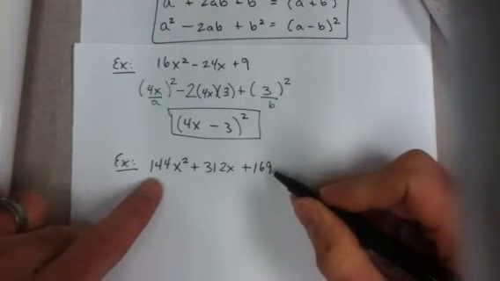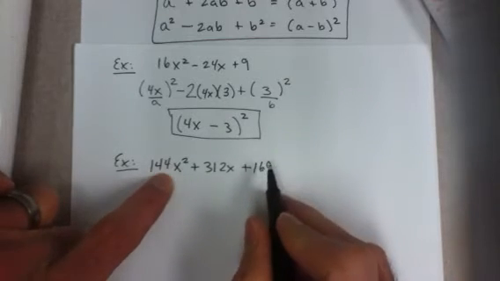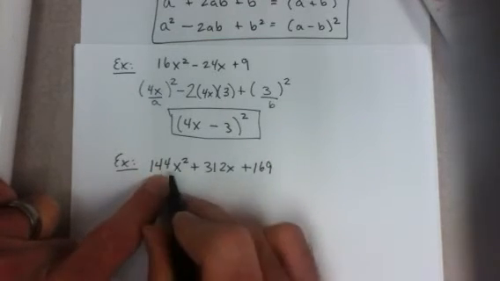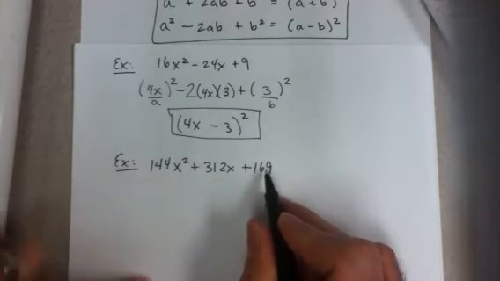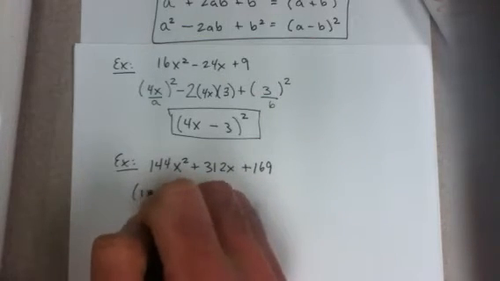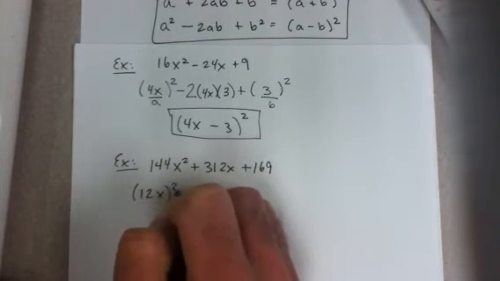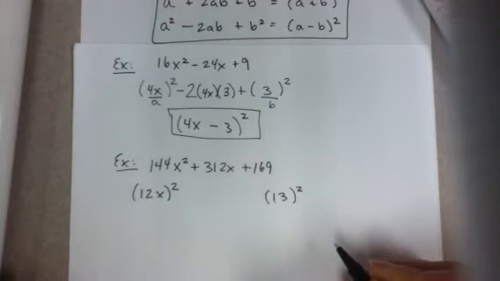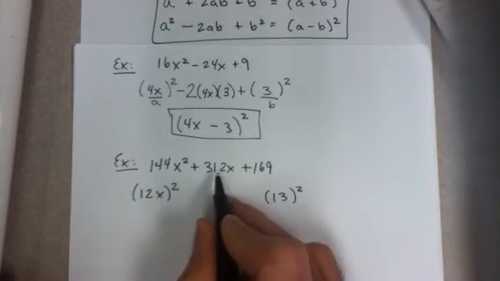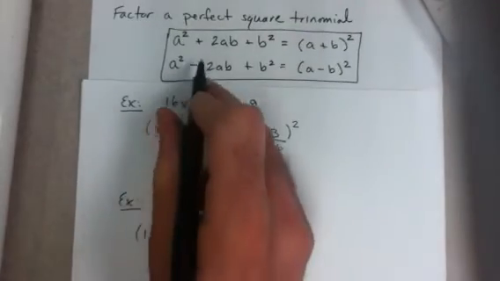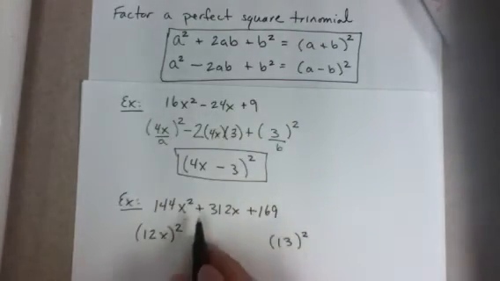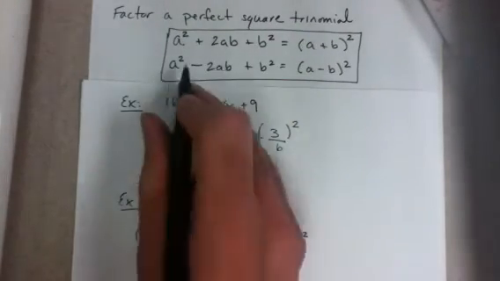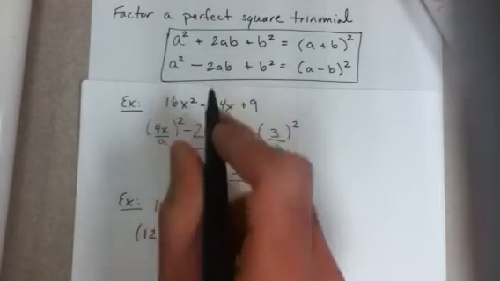And again, our only hope of this being a perfect square is first that the ends, the first and last terms, when written in descending order, are perfect squares. And as you can tell, we can write this as 12x squared and 13 squared is 169. Now we just have to check the middle term to see if it matches the 2ab. So in this case we're using the positive form, which is the first one.